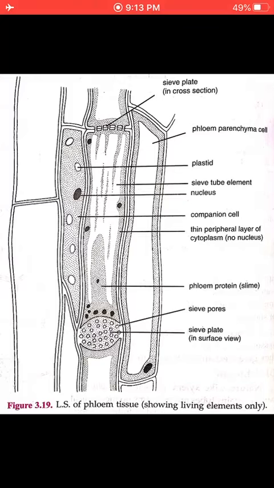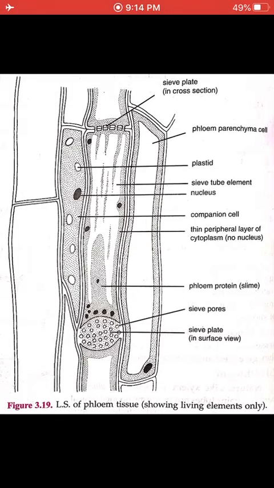Then comes the companion cell. They are thin walled and contain dense and very active cytoplasm. The companion cell is mentioned over there and consists of very dense cytoplasm, and it connects with the sieve tube through numerous plasmodesmata. Basically they connect each other with a number of plasmodesmata. They are a kind of tube element, and in this the nucleus is absent.